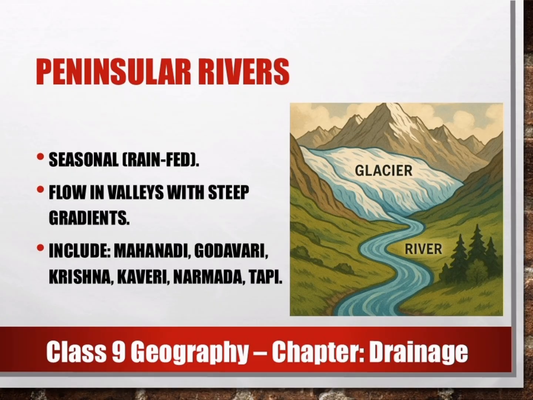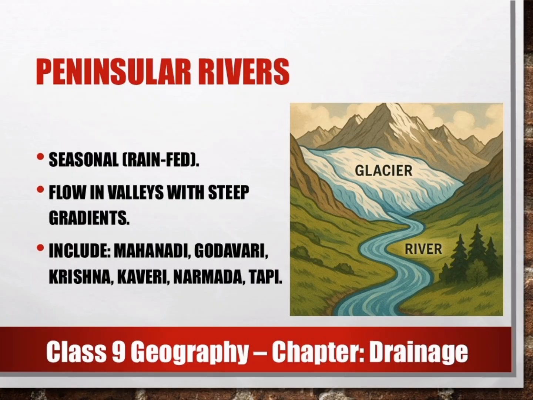Major peninsular rivers. India has several major peninsular rivers. The Mahanadi, Godavari, Krishna and Kaveri flow eastward and create fertile deltas before joining the Bay of Bengal. The Godavari is the longest among them, and it is called the Dakshin Ganga or Ganga of the South. On the other hand, the Narmada and Tapti flow westward and form estuaries. These rivers are vital for drinking water, irrigation, and hydroelectric generation in southern India.